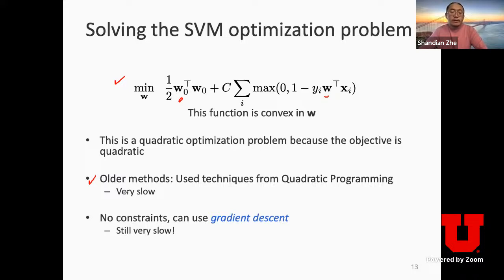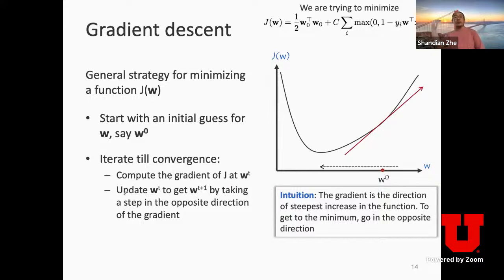We can first consider gradient descent. Right? So we have leveraged gradient descent before in training the least mean square regression models. So let's review the gradient descent framework. Here's a general strategy. Suppose this is my objective function. Of course, in the SVM context, my objective function becomes this form. And then we start with some initial guess for W, which we denote by W0. Then we do iterations.